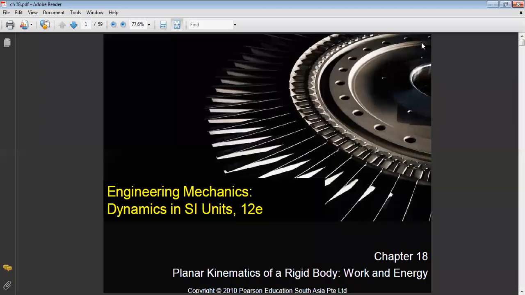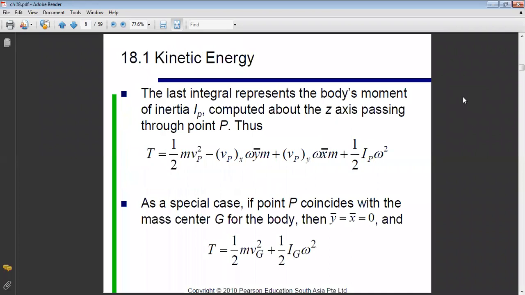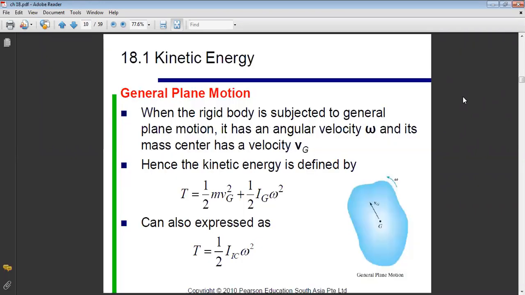We have seen the expression of kinetic energy. We have seen that kinetic energy in general can be calculated as half m v_G squared plus half I_G omega squared. And we said that in case we know where the IC is, we can use that T is equal to half inertia about IC times omega squared.